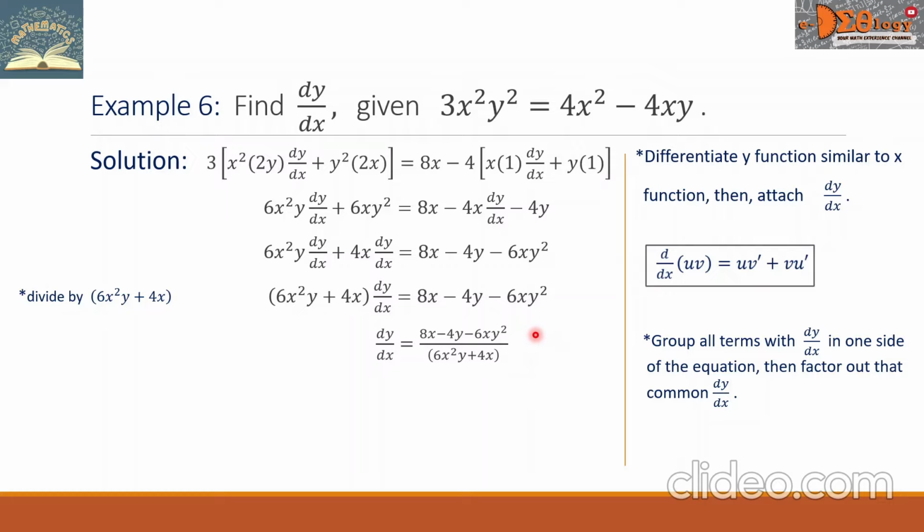At this point, notice that there is a common factor in the numerator and in the denominator. In the numerator, the common is 2. We can factor it out. So 2 times the quantity 4x minus 2y minus 3xy squared over the denominator, the common here is 2x times the quantity 3xy plus 2. Now we can cancel the 2 and 2 respectively. So dy over dx equals 4x minus 2y minus 3xy squared over x times the quantity 3xy plus 2.